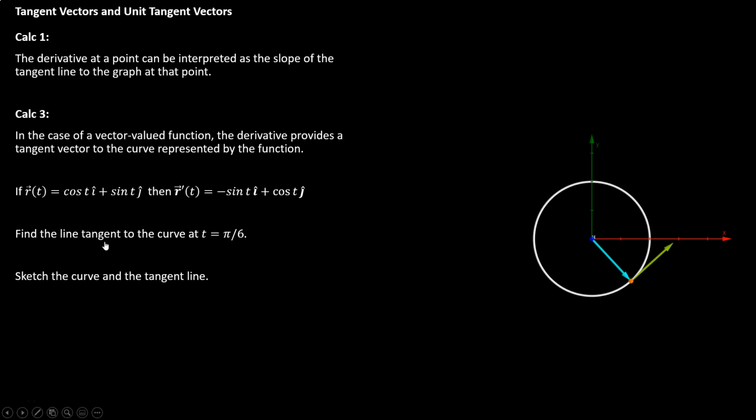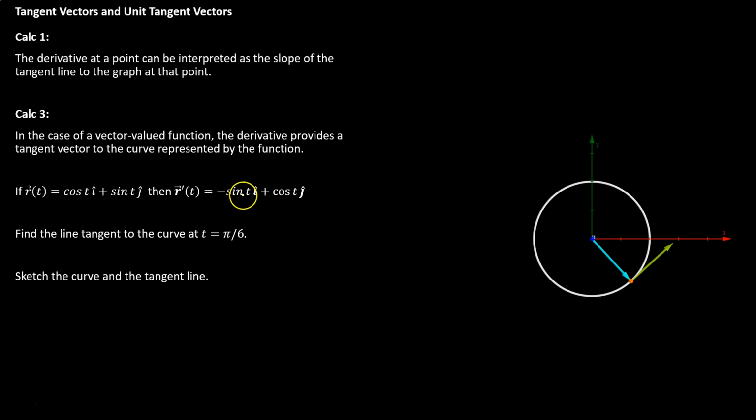If our curve, which is represented by r of t, is given by cosine t in the i hat direction, sine t in the j hat direction, then the derivative of that vector function looks like negative sine t i hat plus cosine t j hat. We can use this to find a tangent line just like we did in Calc 1. So if we want, we can find the line tangent to the curve at t equals pi over 6.